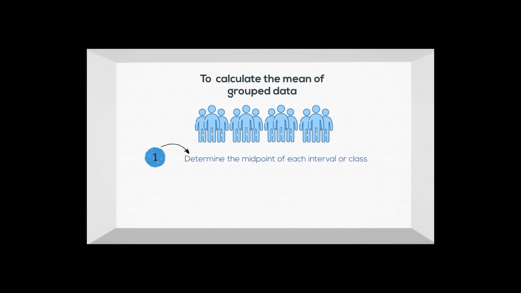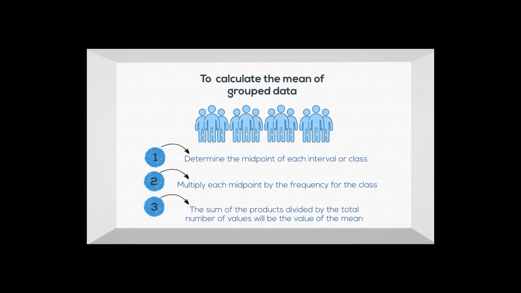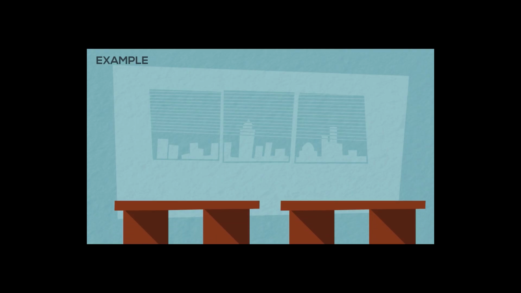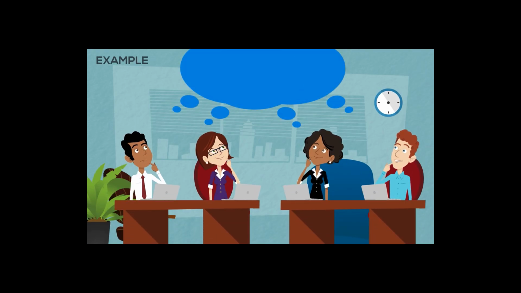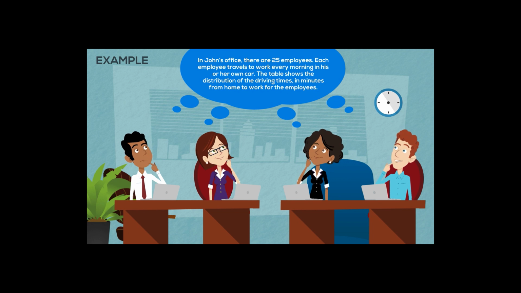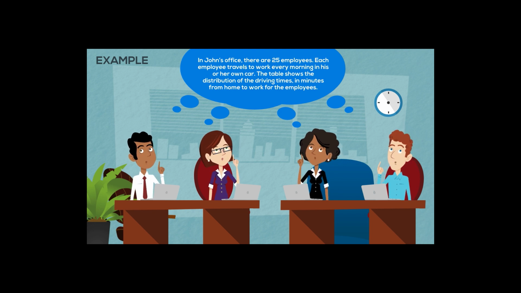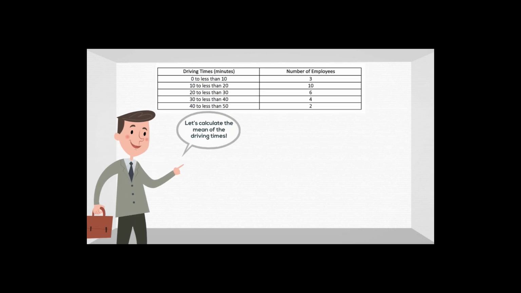In other cases, we may sometimes want to calculate the mean of grouped data. There are a few steps to calculate the mean of grouped data. The first step is to find the midpoint of each class interval. The second step is to find the frequency of each class, and then we multiply the midpoint by the frequency, add them together, and divide by the total frequency.